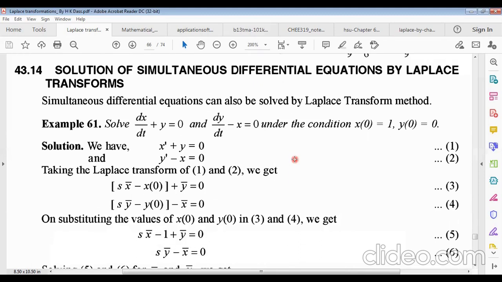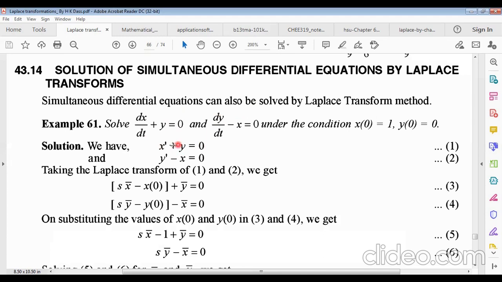Now, solution of simultaneous differential equations by Laplace transformation. Simultaneous means a system of differential equations. Suppose this is the first order equation, where t is the independent variable and x is the dependent variable, so this is the function x(t). And this is the other differential equation. So these two differential equations make the system of differential equations.